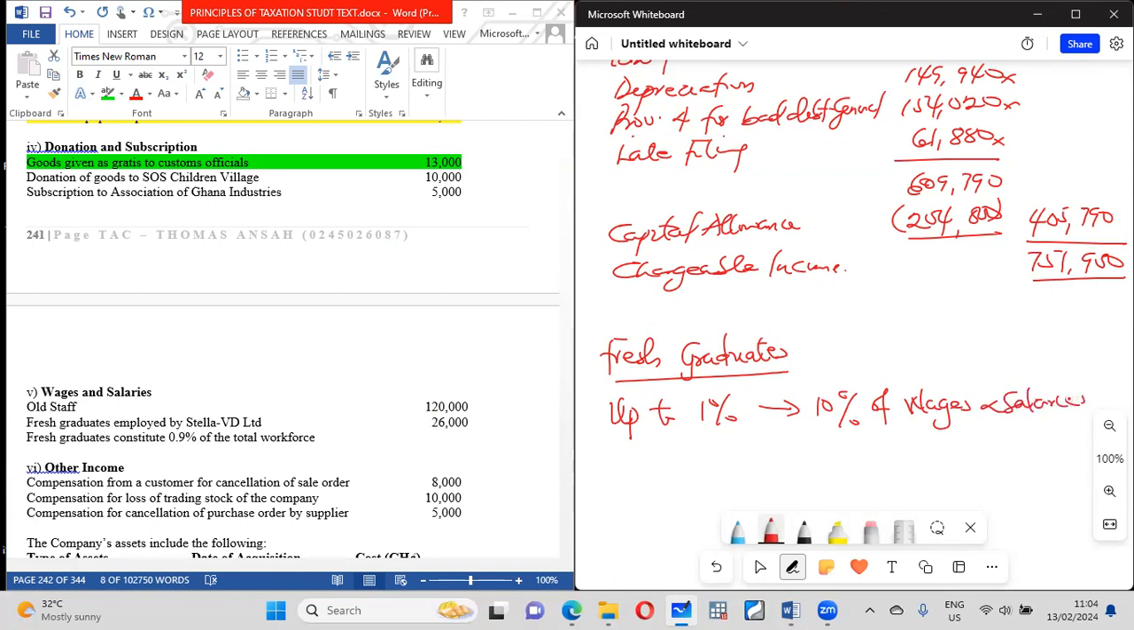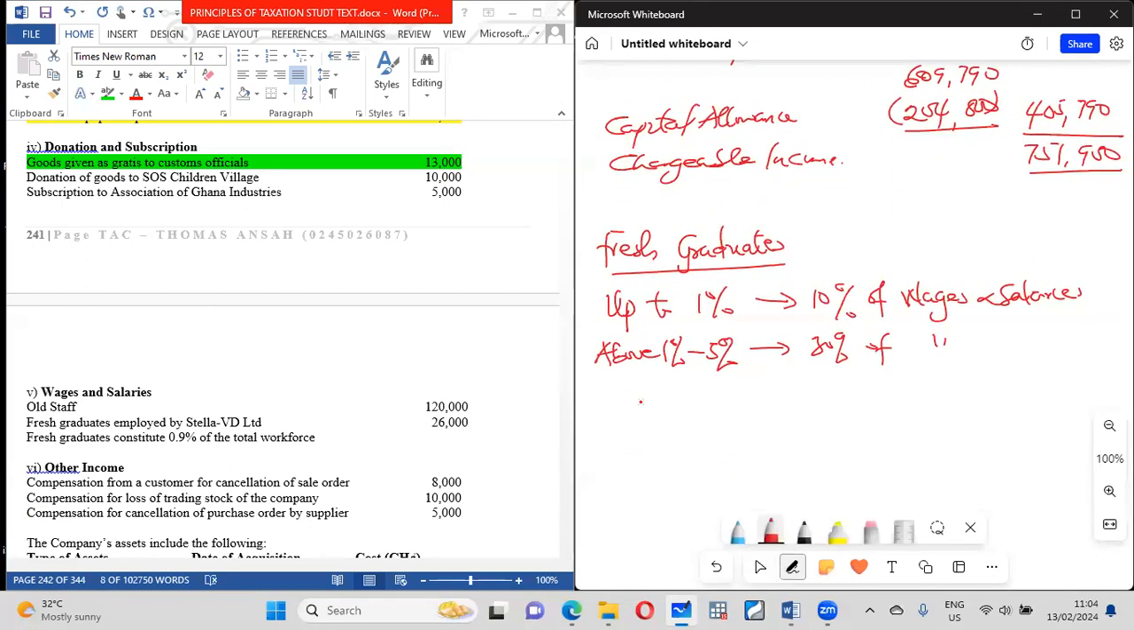And if they are above 1% but not exceeding 5%, you get 30% of the wages and salary. Then if they are above 5%, you get 50% of the wages and salary. All right.